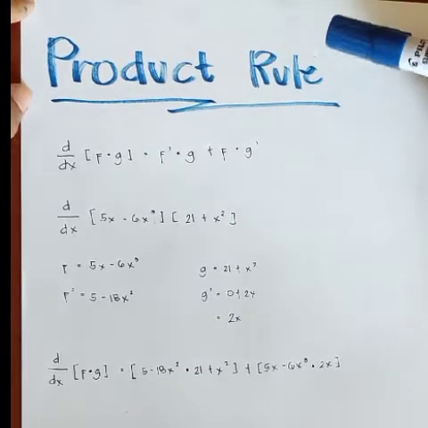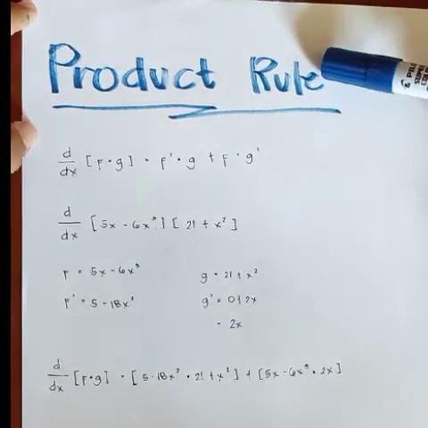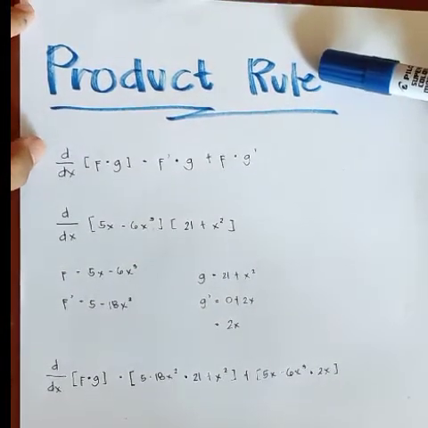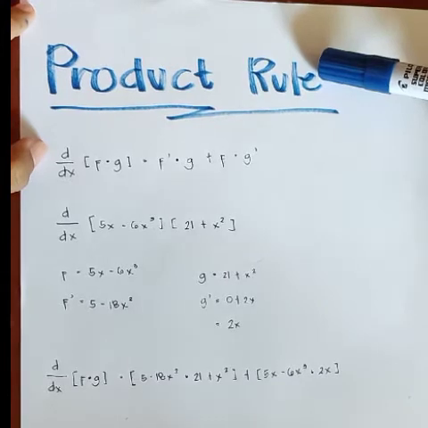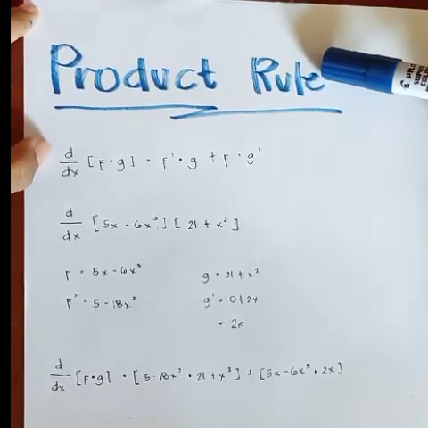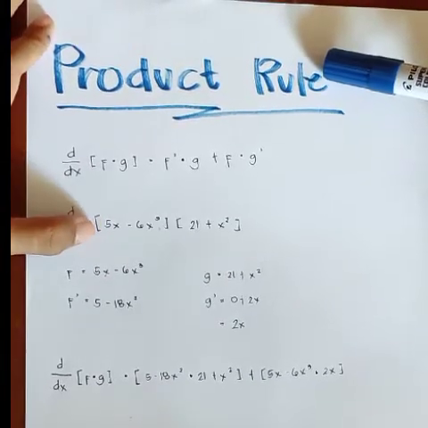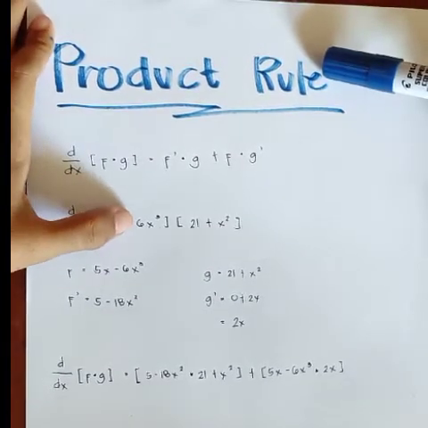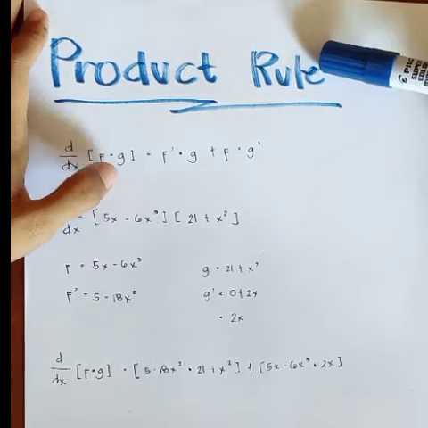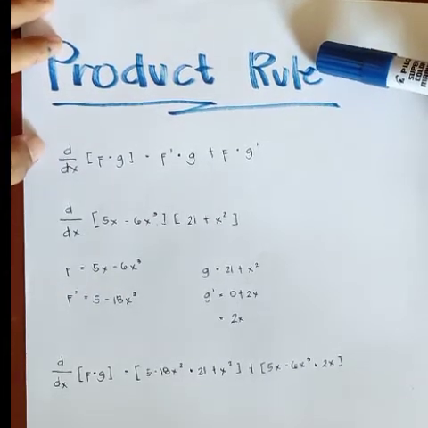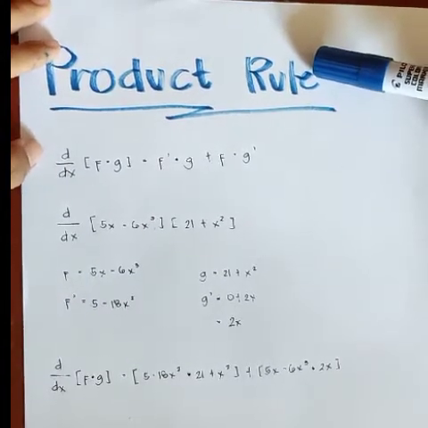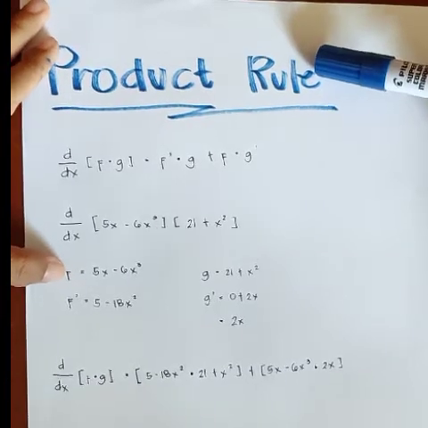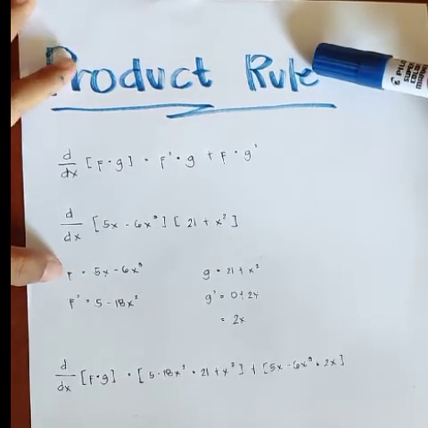Example for our product rule. This rule says that the derivative of f times g is equal to f prime times g plus f times g prime. We let function f be equal to 5x minus 6x cubed and function g be equal to 21 plus x squared. So let's derive our function f.